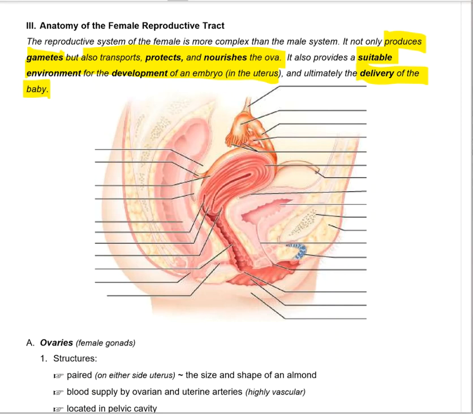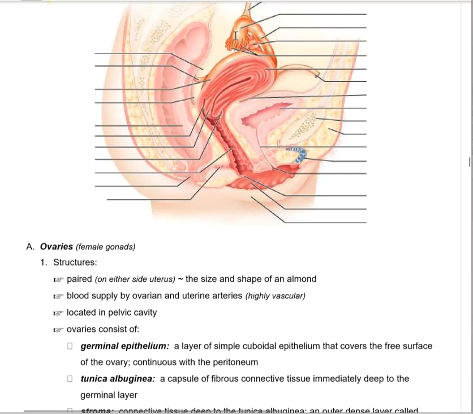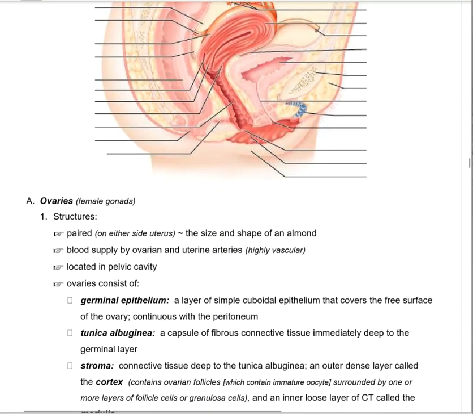Much more complicated. Now, let's start with the ovaries, and the ovaries are right here behind. This is the uterine tube and the wider opening of it, which we'll talk about in a few minutes. But underneath there is where the ovary is. Actually, you can kind of see it right there. These are the female gonads. They're paired, of course, one on either side of the uterus. On the next page, you'll see a frontal section, and you can see them. They're about the size and shape of an almond.